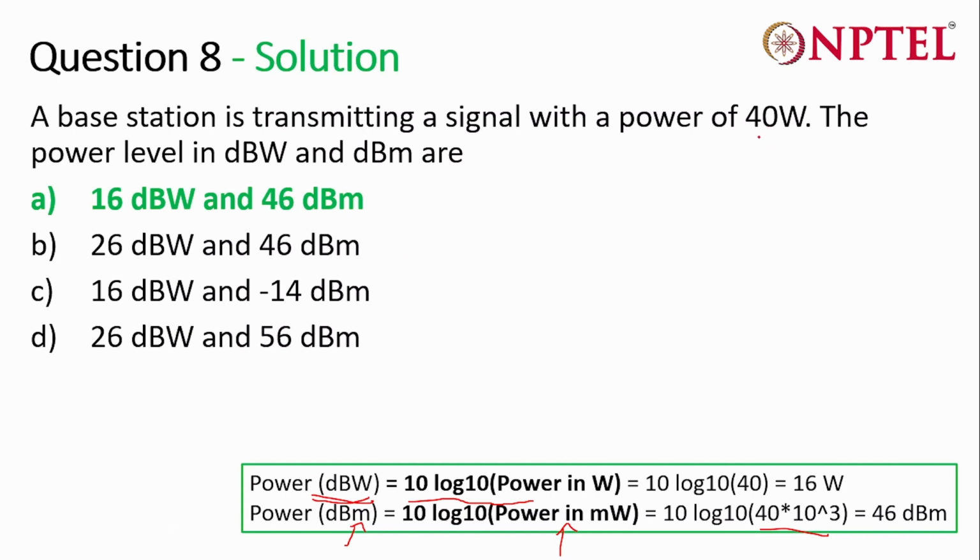So if it is 40 watts, in dB watts, it will be 16 dB watt. I'm sorry, there's a typo. So it will be 16 dB watt. Then if it is in dBm, it is 10 log of 40 into 10 power 3. So it will be 46 dBm. You have to remember with this m. If it is dBm, it is power in milliwatts, 10 log of power in milliwatts. Is it okay, guys? Clear, ma'am.